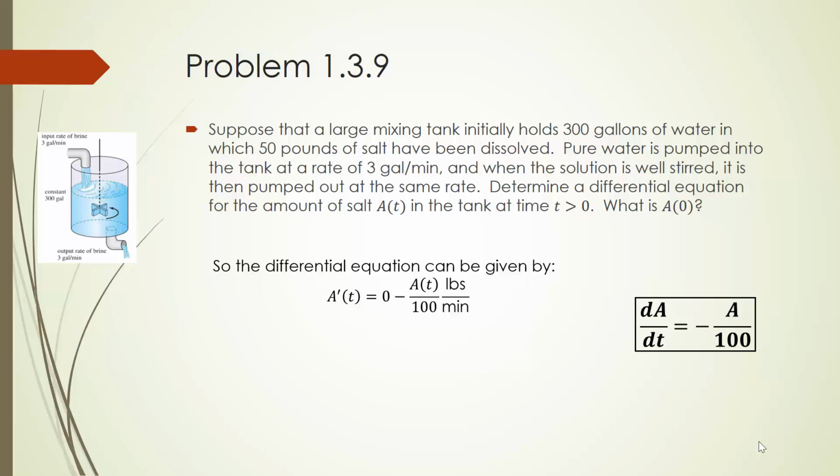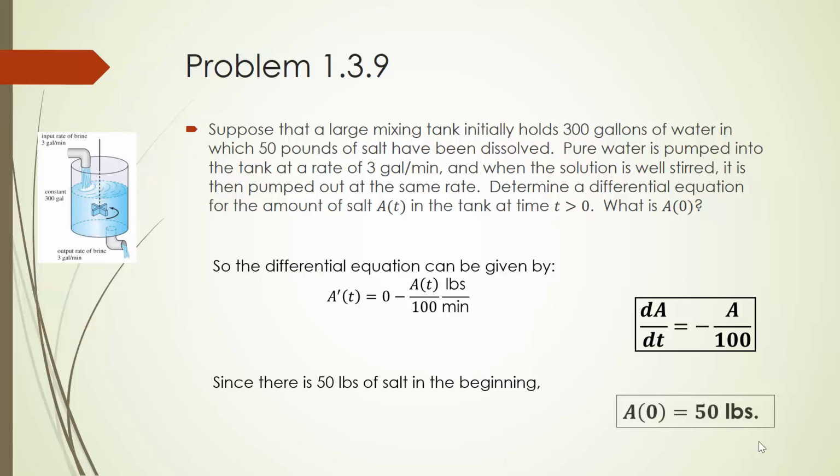And then the other question is, what is A of 0? Well, since there's 50 pounds of salt, then A of 0 is going to be 50 pounds. So remember that A is in pounds, A prime is going to be in pounds per minute.